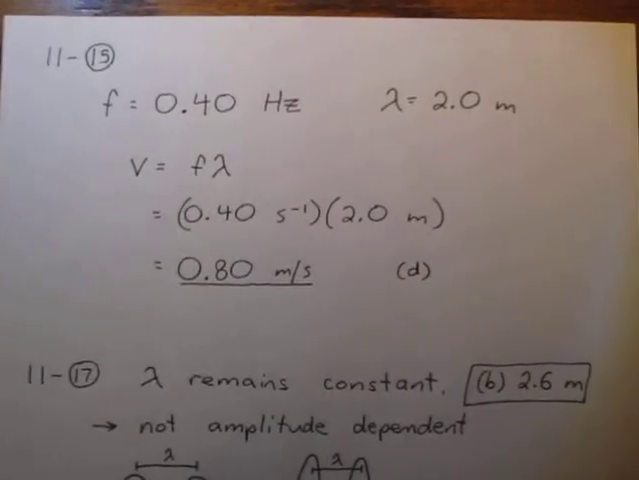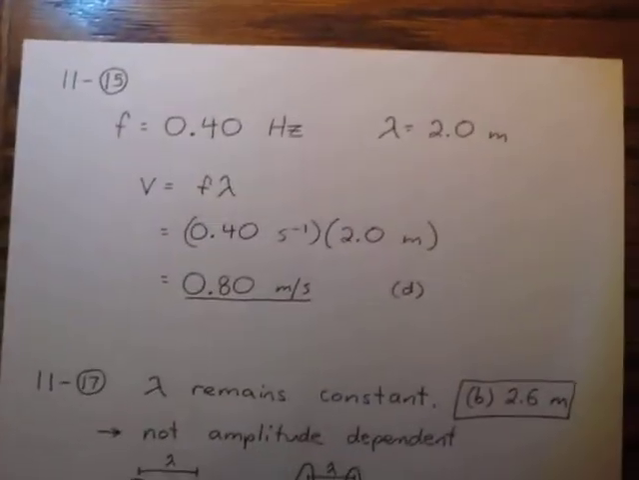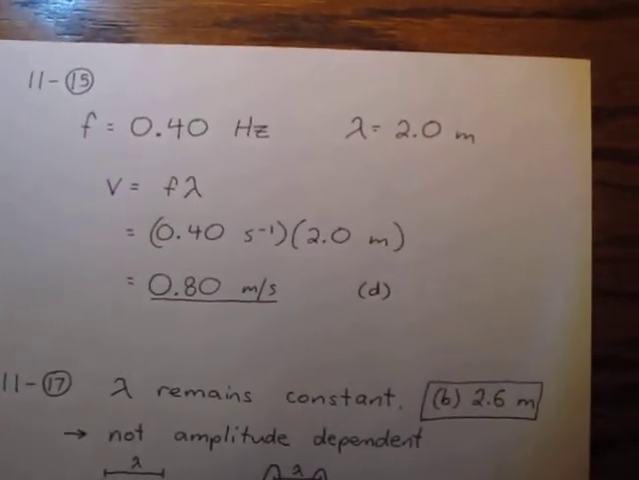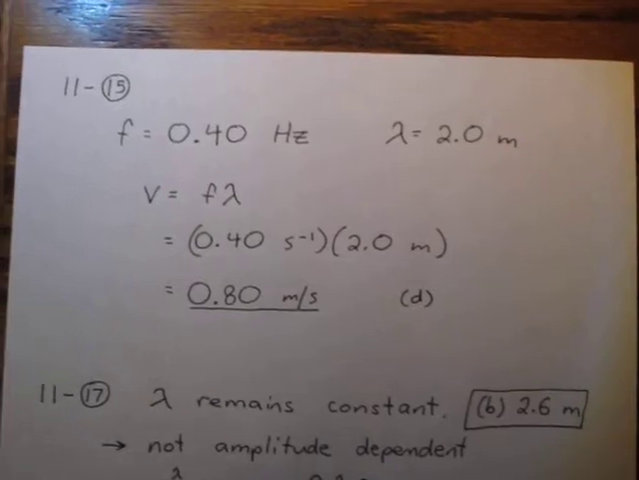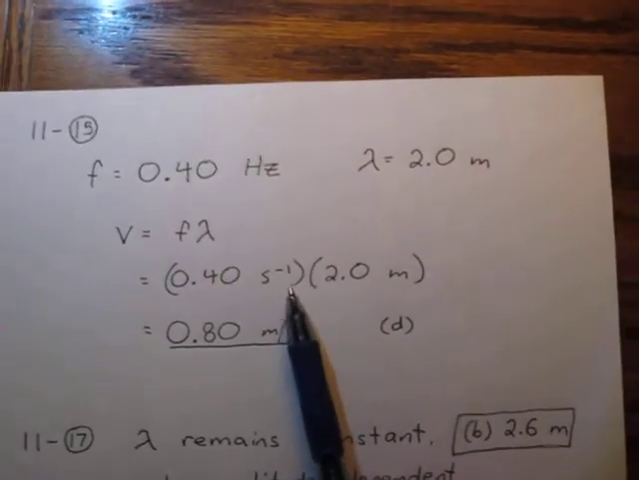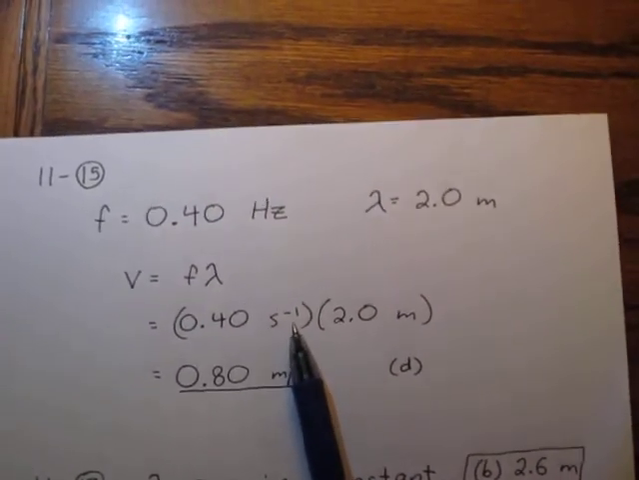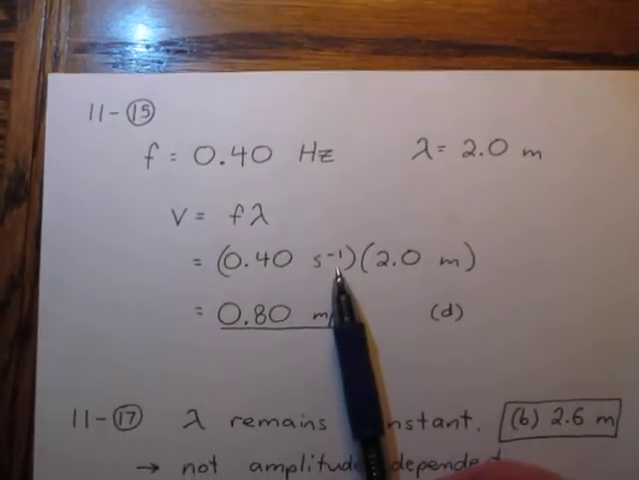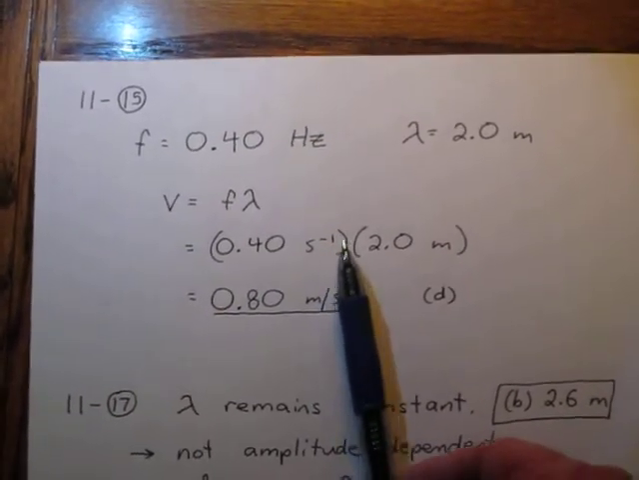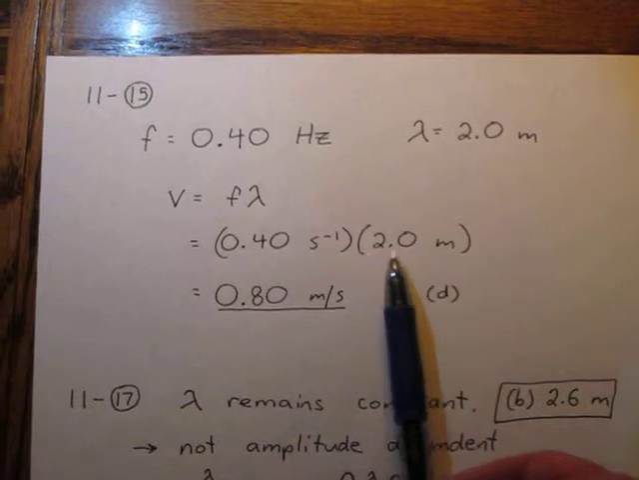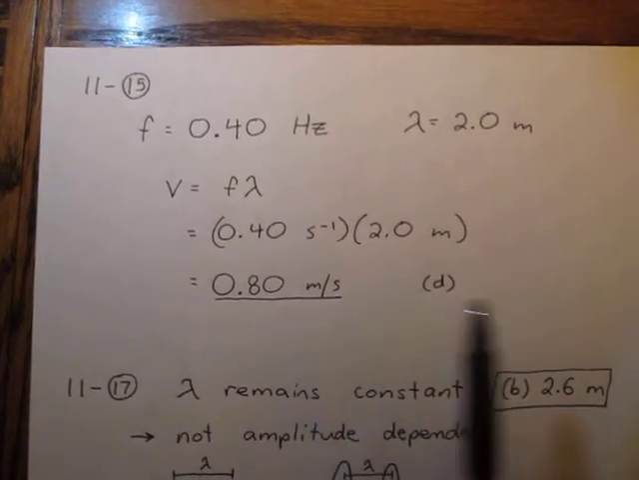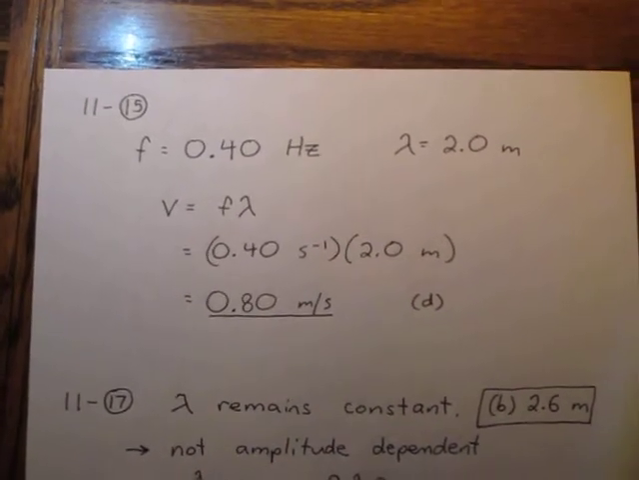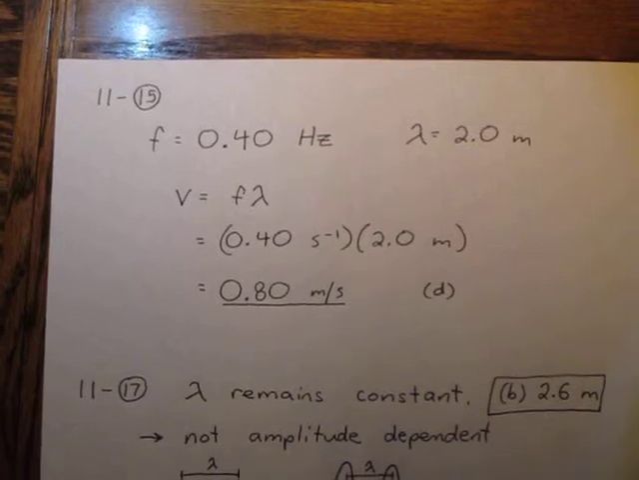Notice that instead of saying 0.40 hertz, I've turned it to 0.40 per second, and that's appropriate because hertz is cycles per second. So the units, dimensionally, are going to end up in meters per second. So the answer is 0.80 meters per second, and that's answer D.